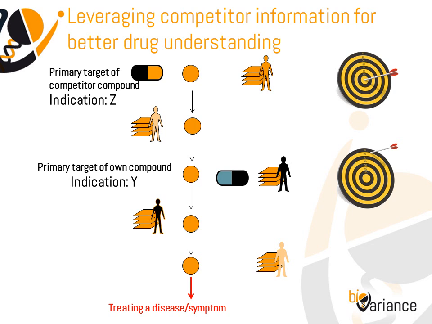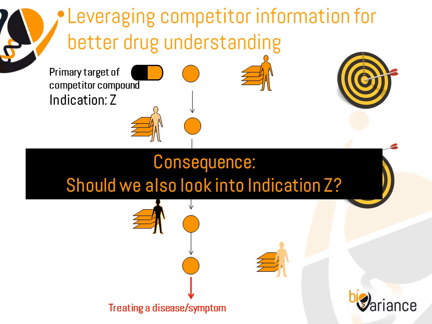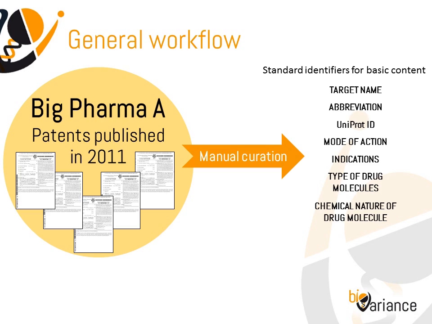We have here a biological pathway where one of the targets is the primary target of a competitive compound for an indication called SET. And we do have a compound that is active on another target in the same pathway for the same indication. And it is assumed that doing something with that pathway will treat a disease or symptom. So, the consequence: with our compound, should we also look into indication SET? The general workflow is as follows.